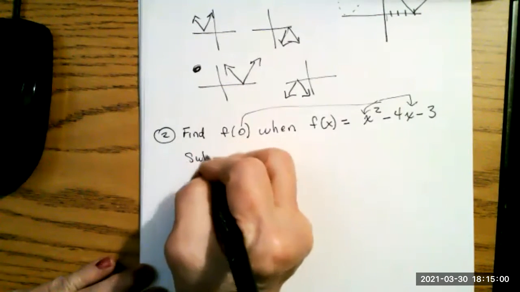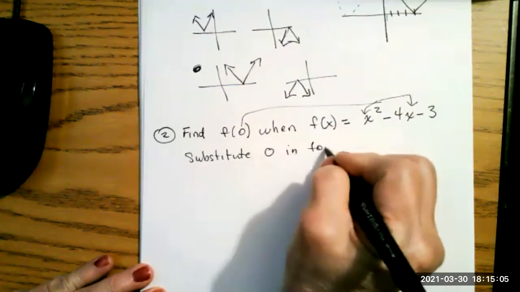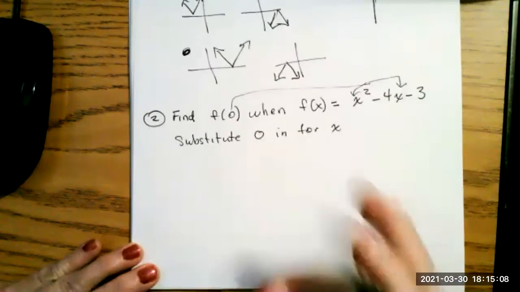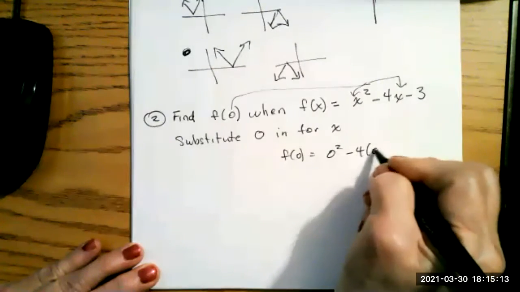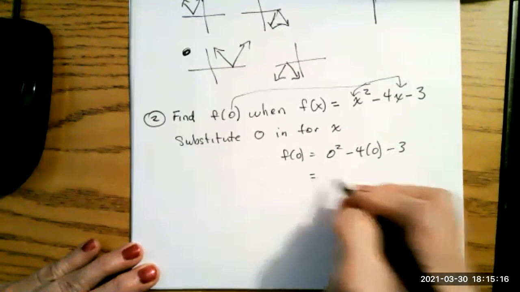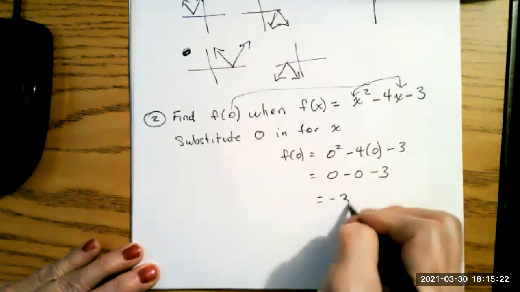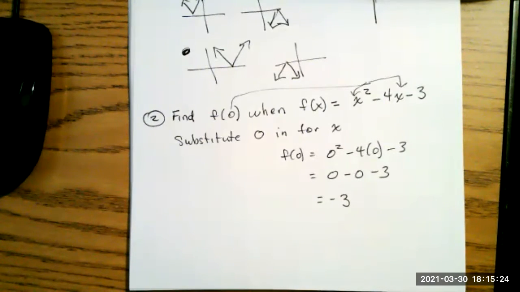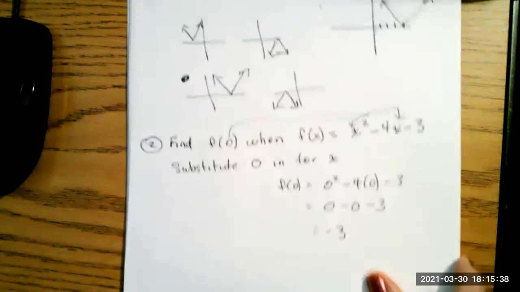You substitute 0 in for x. So f of 0 would be 0 squared minus 4 times 0 minus 3. And that's going to be 0 minus 0 minus 3, which is -3 for your answer. Okay, everybody can do that problem. Any questions? No, ma'am. Okay, good.